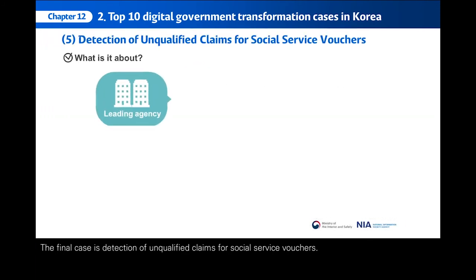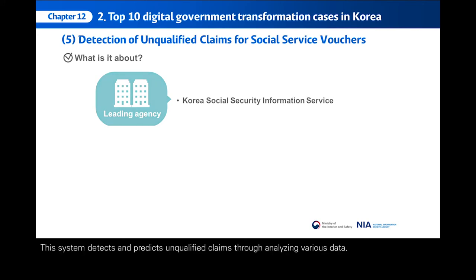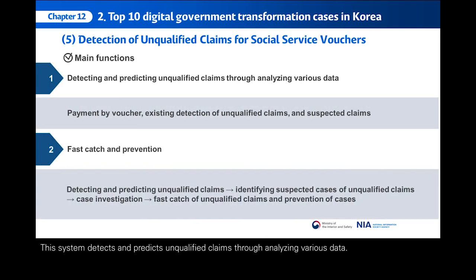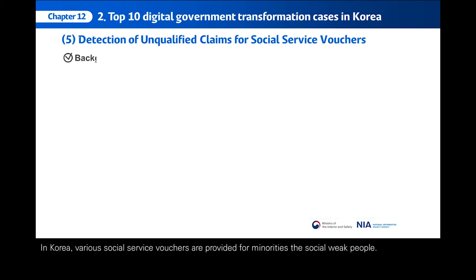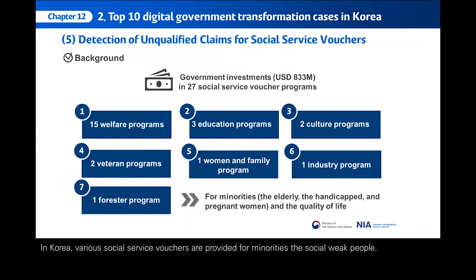The final case is detection of unqualified claims for social service vouchers. This system detects and predicts unqualified claims through analyzing various data. It identifies suspected cases of unqualified claims and contributes to fast catching of those claims. In Korea, various social service vouchers are provided for minorities, the socially weak. But some people request unqualified claims to get welfare subsidy from the government. This can be illegal, and at least unqualified.